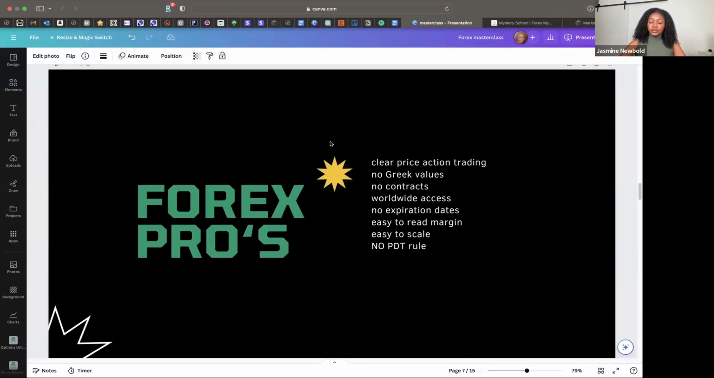Whereas the PDT rule, which is with options, is if you have an account under $25,000, you can only do 3 day trades a week unless you have a cash account. A cash account is very simple, easy to get. But what that means is when you are done using up your money for that day, you have to wait until the next day for your funds to settle.